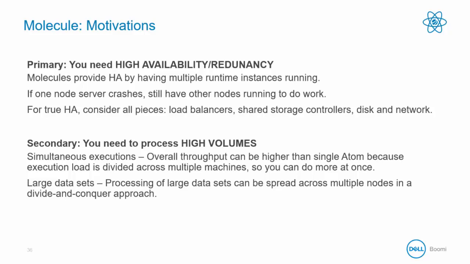Next, pertaining to high volume, a node allows you to have simultaneous executions. Overall throughput can be higher than a single Atom because execution load is divided across multiple machines, so you can do more at once. Further, the processing of large data sets can be spread across multiple nodes. This would require conscious effort in the process design to make use of the Flow Control shape, but it allows you to leverage this benefit of using a Molecule.